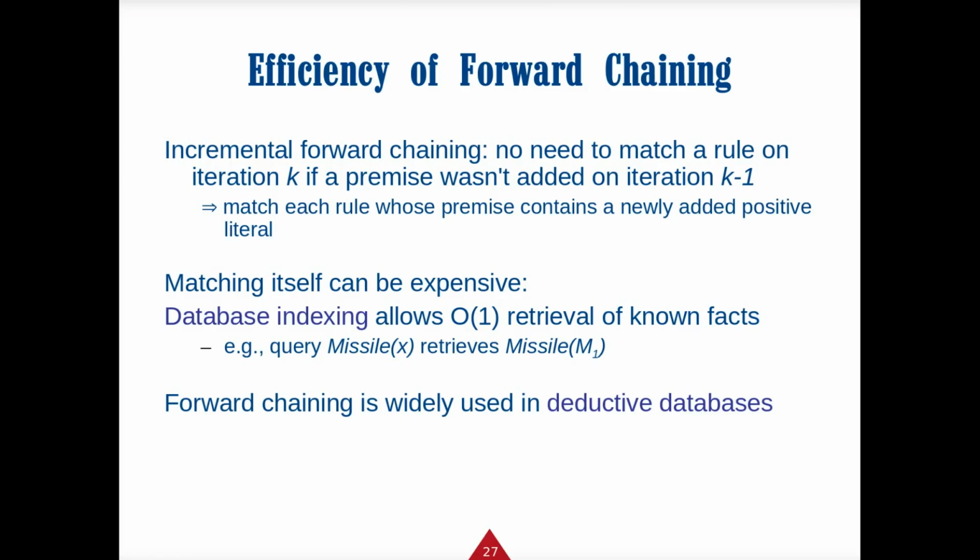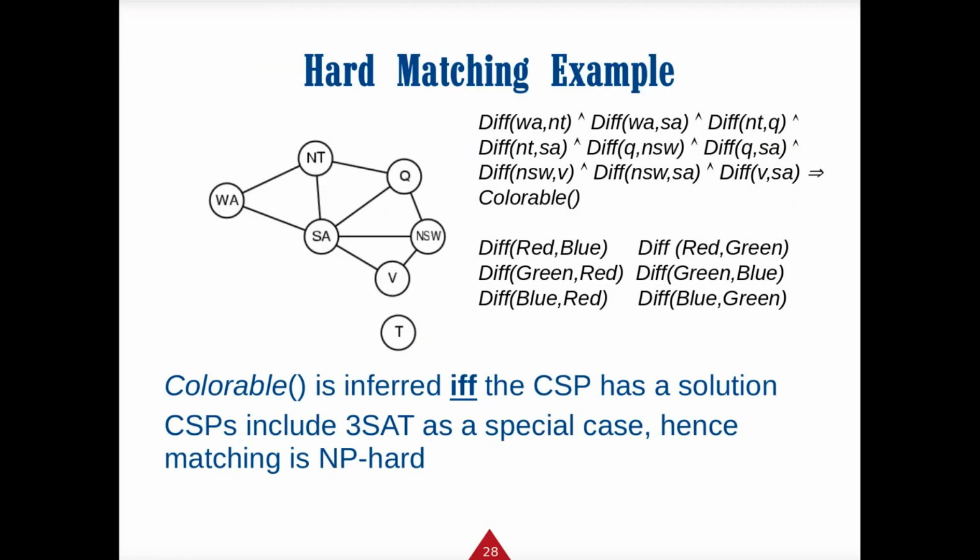But if you index, matching can be expensive, but actually pulling from a database is fairly computationally inexpensive. Basically like pulling from a hash table, so it can be pretty quick. You just need to know where to look. And so forward chaining is widely used in what are called deductive databases. Basically, you have a set of items, and then you want to interpret how to reach the goal.